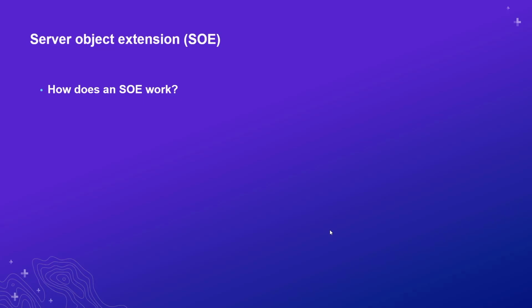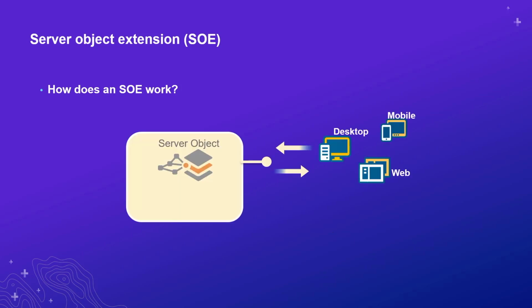Thank you, Pankaj. Now let's move on to our next topic, SOE, Server Object Extension. Let's see how an SOE works. This is the same server client diagram as before, and we can see no SOE is added yet. You may have noticed the only difference with this diagram is that I added a small icon here on the server object. This icon represents the service endpoints.